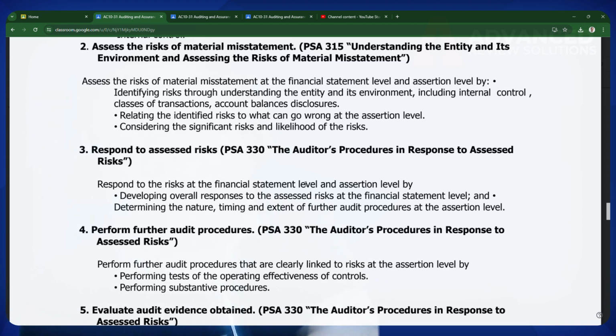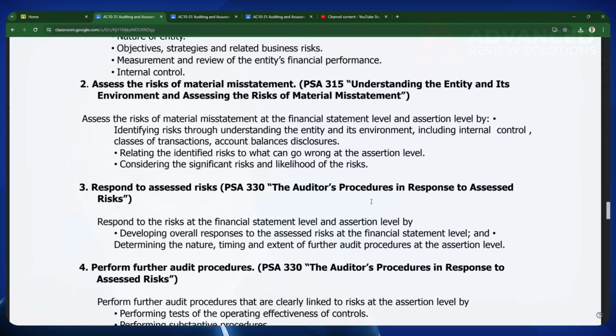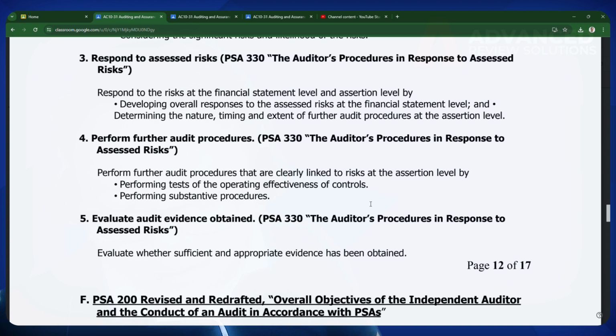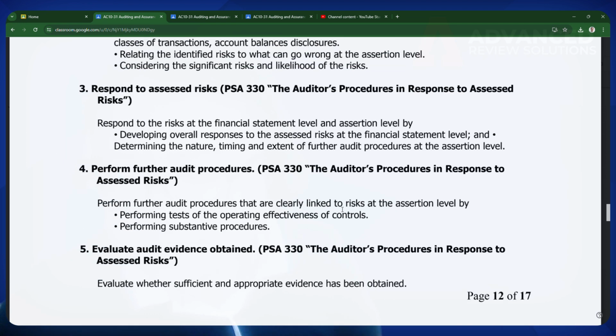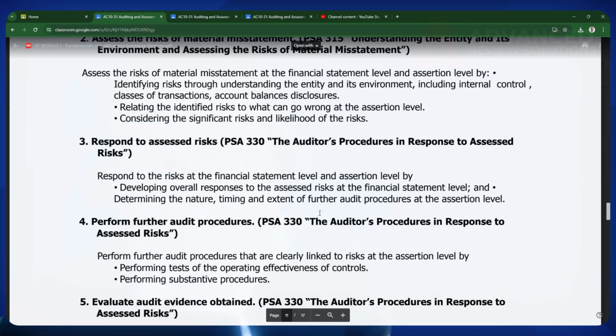Okay? Also, class, in paragraph number 2, assess the risk of material misstatement or PSA 315, understanding the entities and the environment. No, ibig sabihin, class, dapat alamin mo kung ano yung business na ino-audit mo, ha? Alright, respond also to the risk. Alright, particularly for assessed risk, no? PSA number 330, the auditor's procedures in response to the assessed risk. Number 4, gagawin mo naman ay perform further audit procedures. Yes. Okay. So, number 5, evaluate mo yung audit evidence obtained. Yan. So, yan yung ating mga sample, no? Okay. Yan. Of the audit.